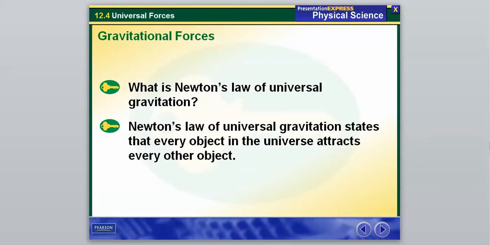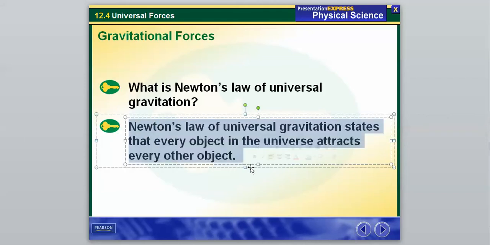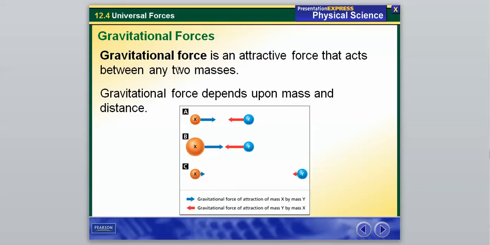So this is our last force that occurs, again, everywhere throughout the universe. Newton's law of universal gravitation states that every object in the universe attracts every other object. So every object that's ever existed has an attractive force between the two. No matter where you are, who you are, how big you are, how small you are, there is a gravitational force acting between every object. So gravitational force is an attractive force, so it wants to bring objects together that can act between any two masses, and gravitational force depends upon mass and distance.